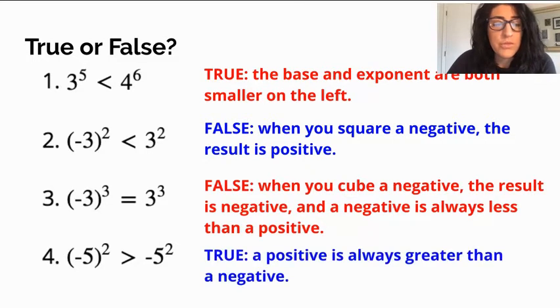And the last one is true. When you have -5 squared, you end up with a positive, and a positive is always greater than a negative. So that last one, because the negative is not included in the base, meaning it's not in the parentheses like you see on the left-hand side, that means that you're only squaring the 5 and not the negative. So 5 squared is 25, but then it's still a negative because the negative was not included in the base.